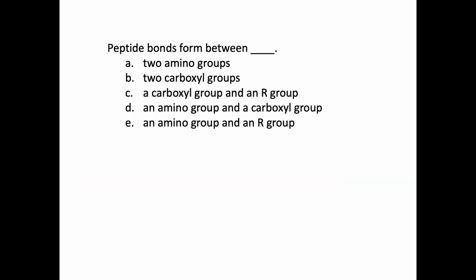Okay, multiple choice questions. The first one: peptide bonds are formed between what? This should be pretty obvious. The answer is D, between an amino group and a carboxyl group. Okay, this is very straightforward.